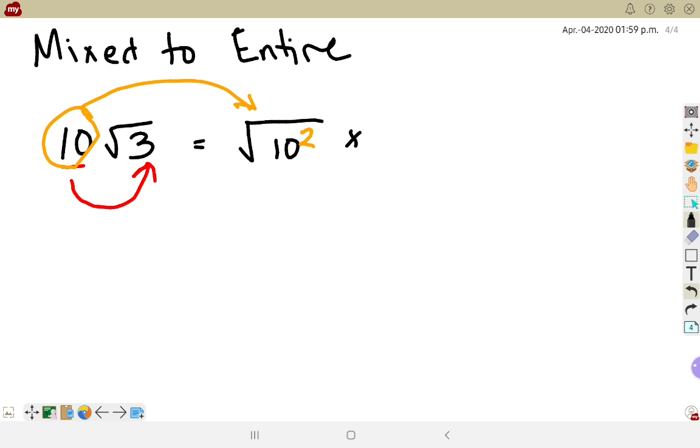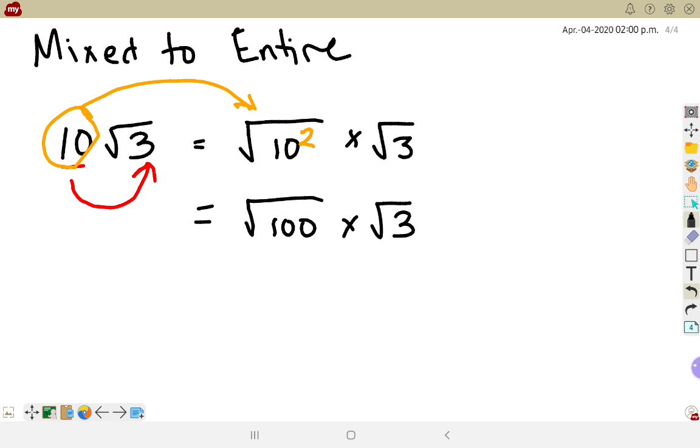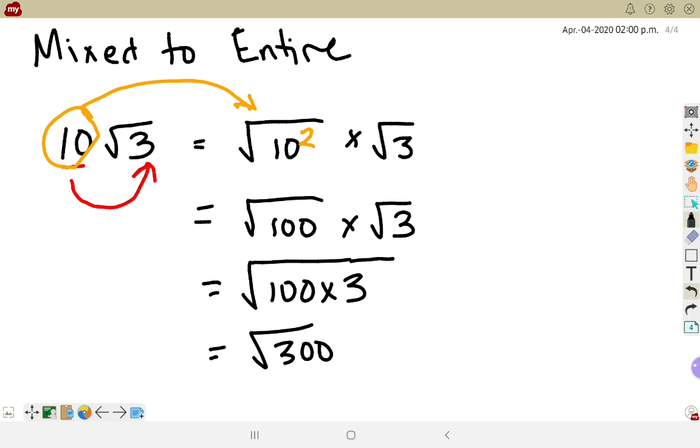Okay, so now I have the square root of 10 squared times the square root of 3. So I still have something that is completely equal to what I had before, right? Because 10 squared is 100. When I take the square root of it, I have that coefficient of 10 still. Okay, well, the square root of 10 squared, that's 100. And now I've got times the square root of 3. Now that they are both under a square root symbol, I can multiply the two things together as one radicand underneath the one symbol, and I have the square root of 300.